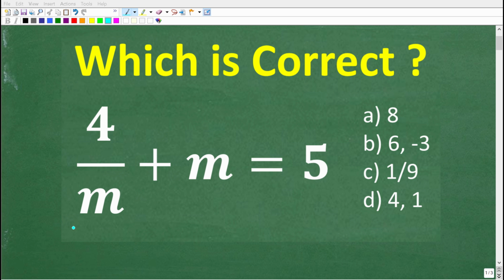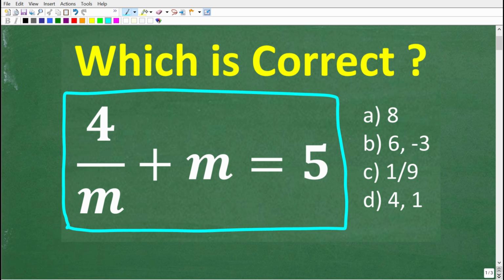All right, so let's see if you can figure out the answer to this algebra equation. So what we have here is 4 over m plus m is equal to 5. Now, at first glance, this may seem to be a pretty simple equation, but actually there is a good amount of work here to solve for the variable m.